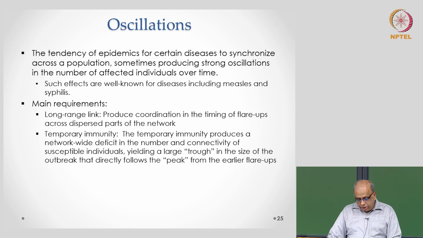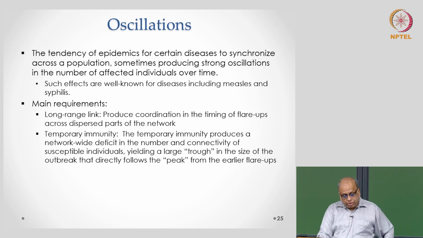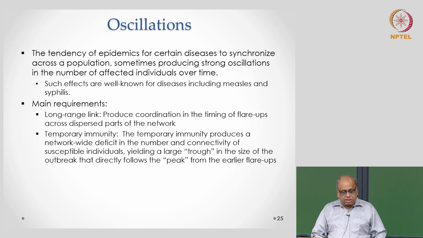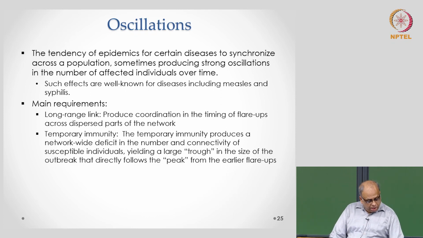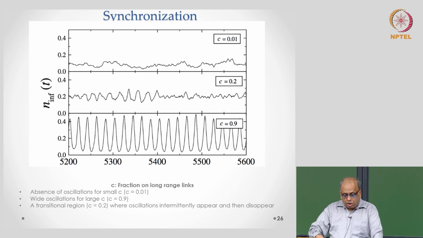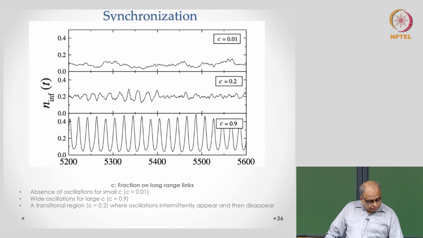And also the temporal immunity. Okay, the immunity produces a network wide deficit in number. So if there is a temporal immunity, the disease may start going down, and then after the immunity goes, the disease may again spread. Okay, so people have done some study on the effect of these long range rings. So if the number of long range rings is very small, then there is no oscillation. But if the number of long range rings is high, there are a lot of oscillations in the disease.